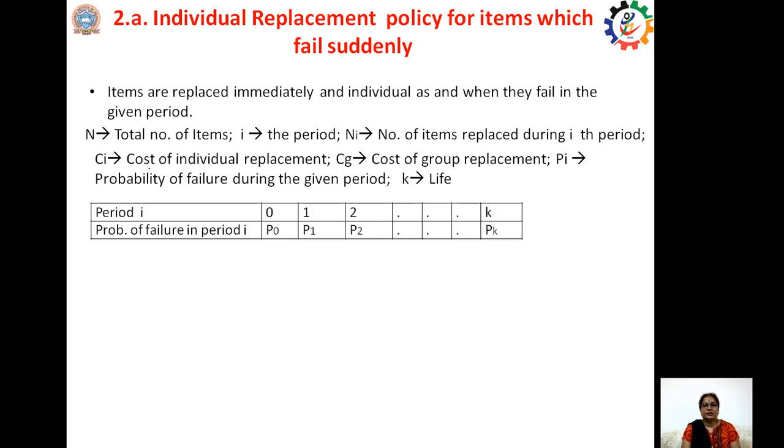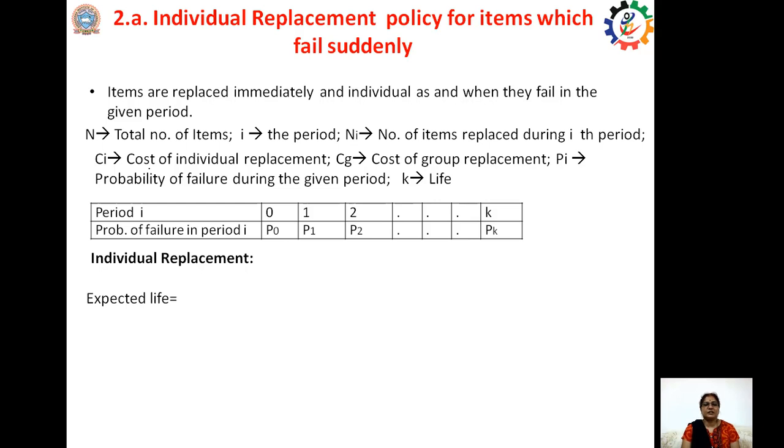Probability of failure in period I, P0, P1, P2. This is the probability of failure in the second period, probability of failure in the third period like that till probability of failure in the kth period. So let us see how exactly individual replacement will be done.